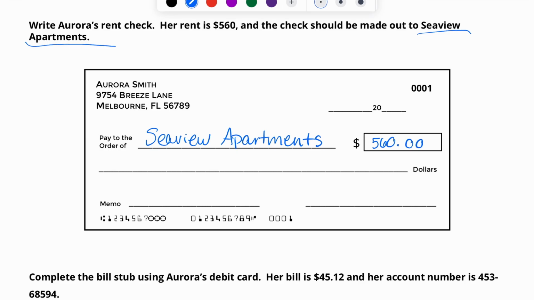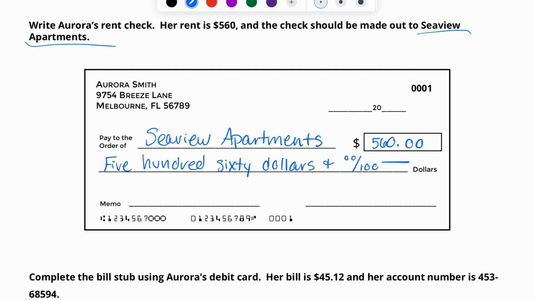Okay, this line that is underneath right here is for us to write out the amount in words. And this is just a way to make sure that nobody can go in and change the amount. Like they couldn't go in and change that 6 into an 8 or something like that. So we're going to spell out $560.00. So I'm going to write five hundred sixty. And for the cents, you can just make a little fraction like that, 0 out of 100 cents. And then we draw a little line at the end just so nobody else could add anything additional to that line.